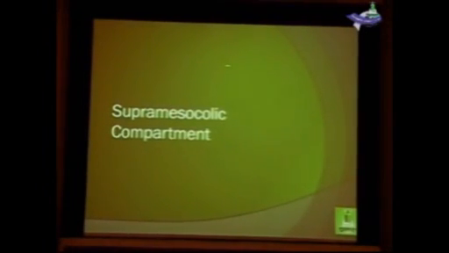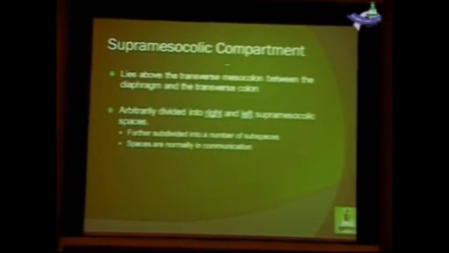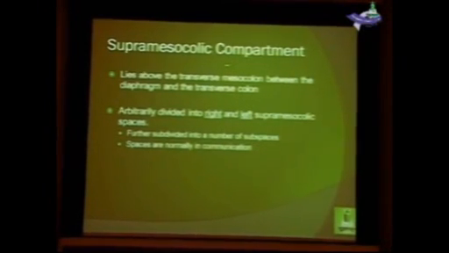So the supramesocolic compartment lies above the transverse mesocolon, between the diaphragm and the transverse colon. It is arbitrarily divided into right and left supramesocolic spaces. These right and left supramesocolic spaces are further divided into a number of subspaces, and these spaces are all in communication with each other.